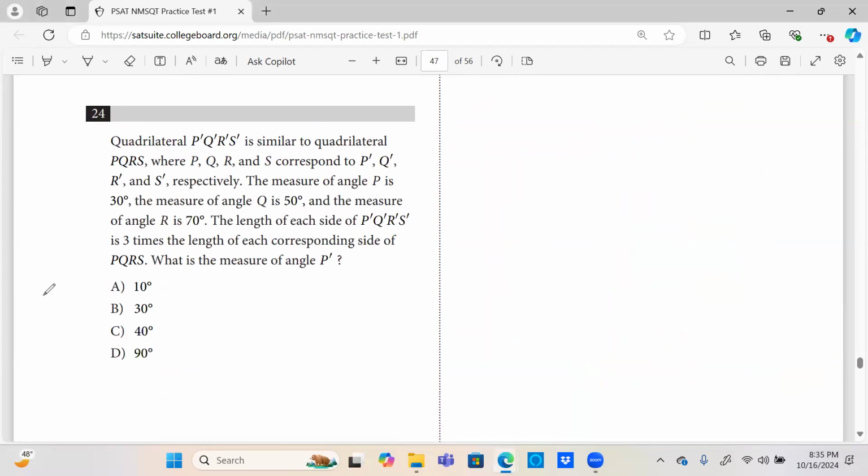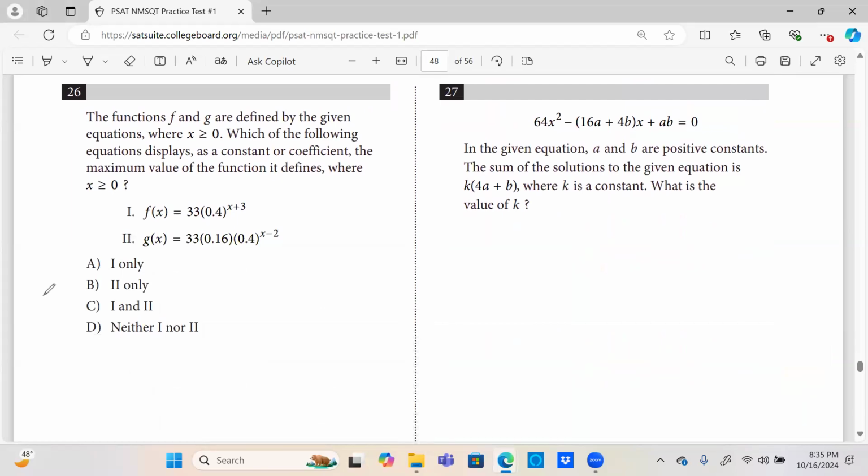26. The functions f and g are defined below. Which of the following equations displays as a constant or coefficient the maximum value of the function it defines, where x is greater or equal to 0? So which one shows its, let me read that again. The functions f and g are defined by the equations where x is greater or equal to 0. Which of the following equations displays as a constant or coefficient the maximum value of the function?